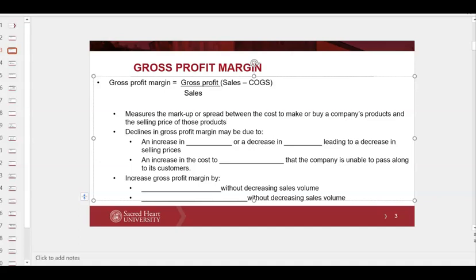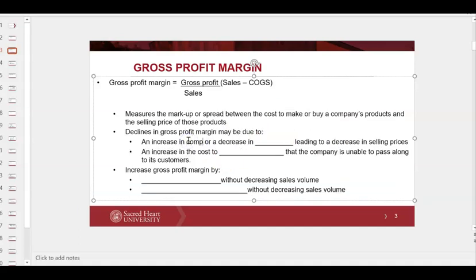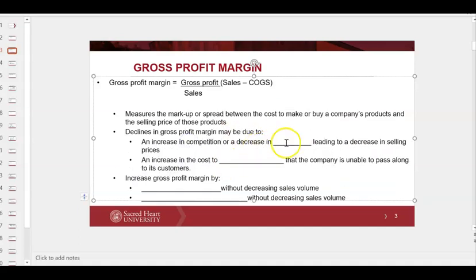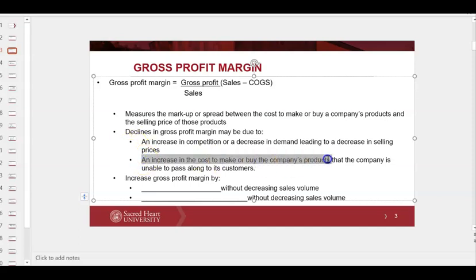Declines in gross profit margin may be mainly due to one of two things: an increase in competition or a decrease in demand, leading to a decrease in selling prices in order to get people to buy our products. Or a decrease in gross profit margin may be due to an increase in the cost to make or buy our products, such that the company can't pass along that increase in the cost to its customers. And we've seen a lot about increases in cost to make or buy a company's products in the news lately.